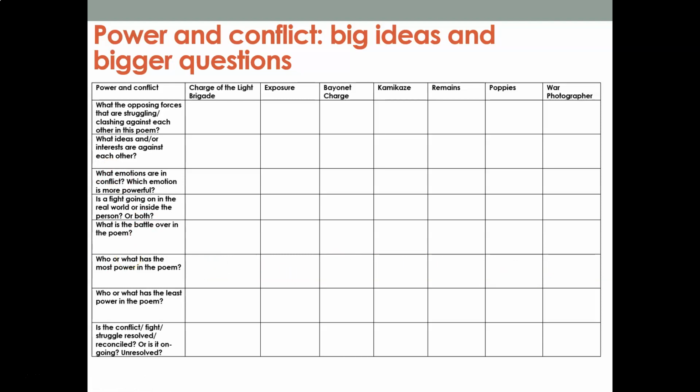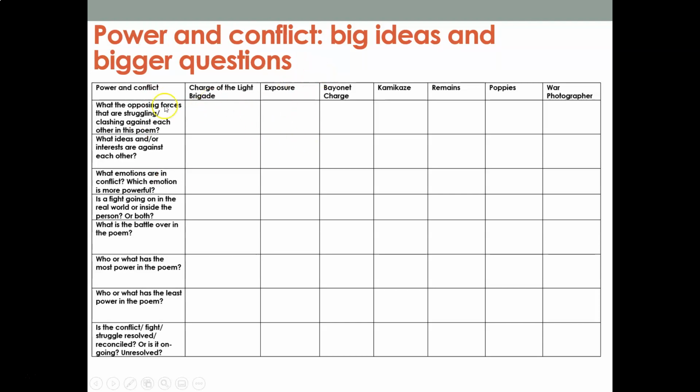Now, let's look at these questions. So it says, question number 1, what are the opposing forces that are struggling, clashing against each other in this poem? So in Charge of the Light Brigade, you could say, well, it's literally a struggle, a clash between two sides. Yep, so you've got the Charge of the Light Brigade, that group of soldiers, into the jaws of death, against the enemy. So you could say Charge of the Light Brigade versus the enemy, and you've got something in that poem.